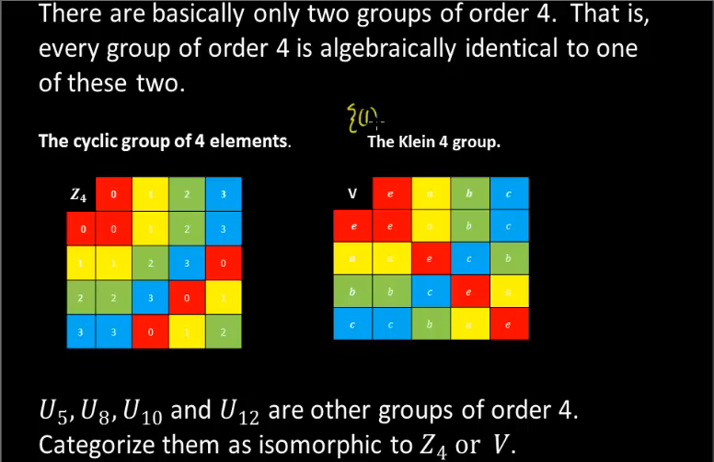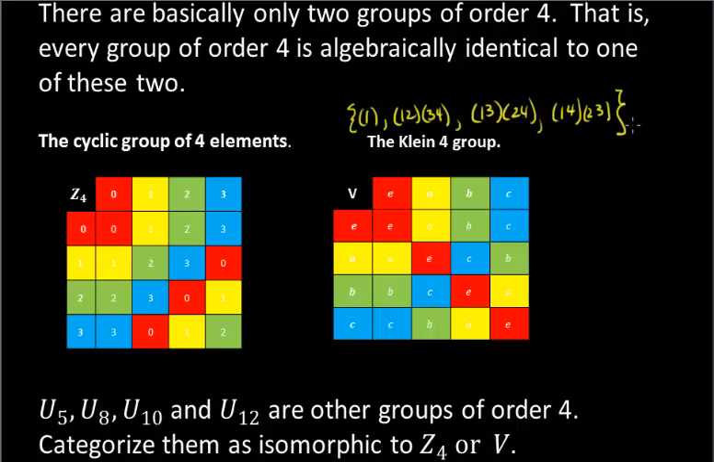You've seen it as a subgroup of S4. (1 2)(3 4), this little group, (1 3)(2 4), and (1 4)(2 3). This little subgroup of S4 is an example of the Klein 4 group. In other words, it's a group of 4 elements, and all 3 non-identity elements have order 2.